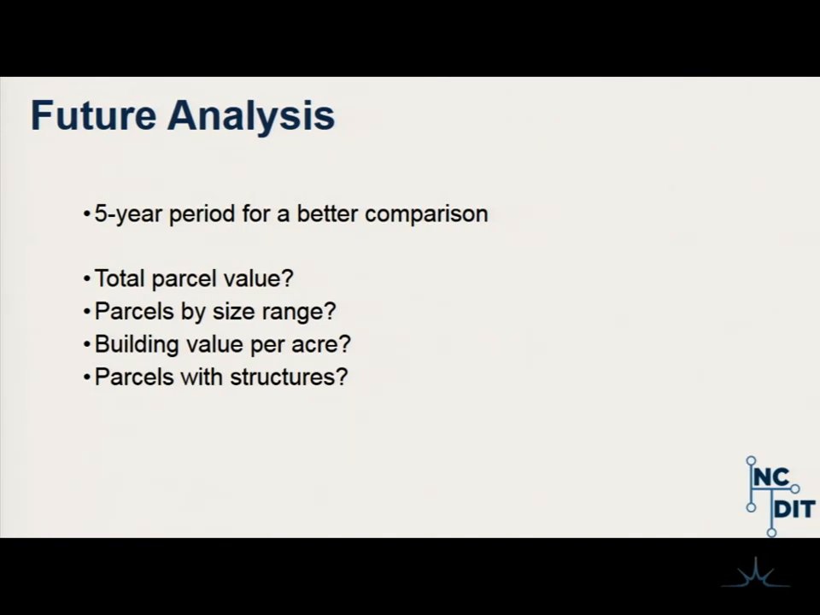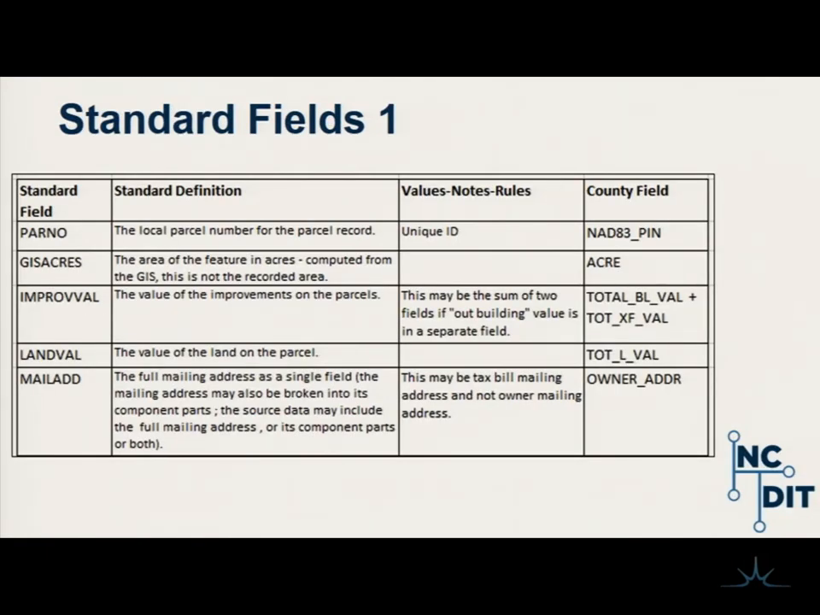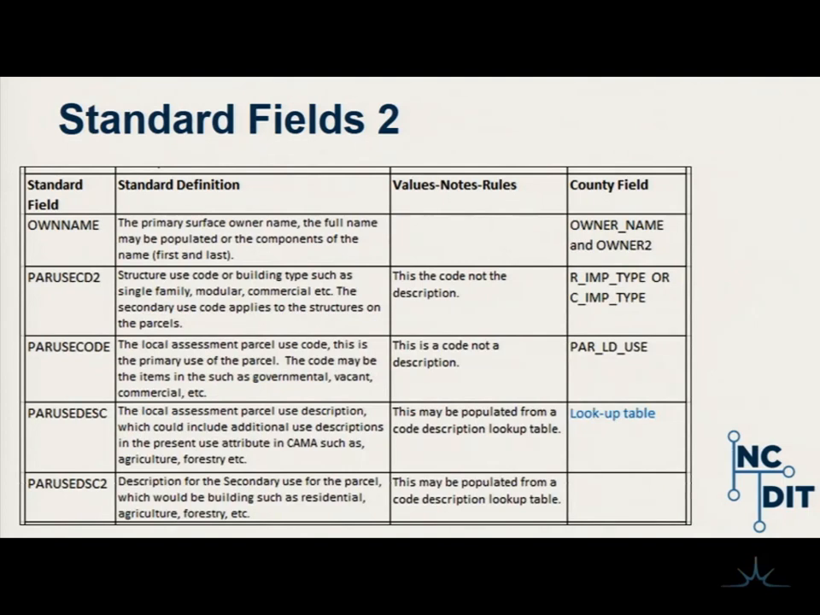So I think there's some possibilities here as we gain more years of full state data, at least twice a year for counties, which is the goal. But I'm going to show you what I think are the most promising or most useful fields. The most useful standard fields that we have in the data sets, from what I've seen in my experience, is parcel number, GIS acres, improvement value, land value, mailing address, owner name, parcel use codes, and parcel use descriptions.